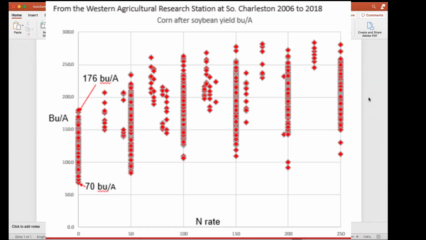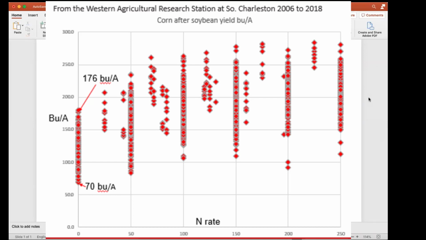This is not averaged by year. This is not averaged by rate. This is all the data points. I think there's around 1,600, maybe 1,700 data points in that little set right there. And at some point I'll add 2019, and then this year I'll add 2020 to the database as well. But I go back to 2006.